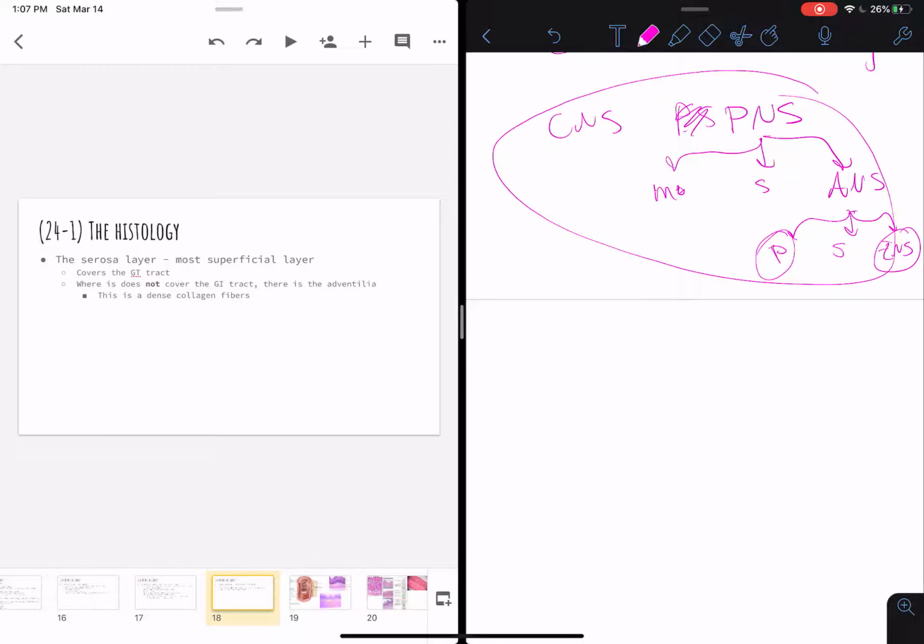All right, last but not least, we have the serosa layer or the serosal layer, either's fine. This is just, again, a protective layer for the entire GI tract, and it has some collagen fibers so that we can strap into other parts of the peritoneum. Nothing too special with the serosal layer.